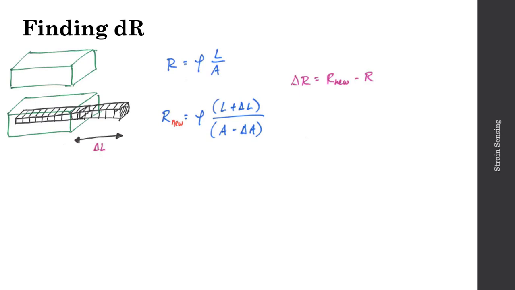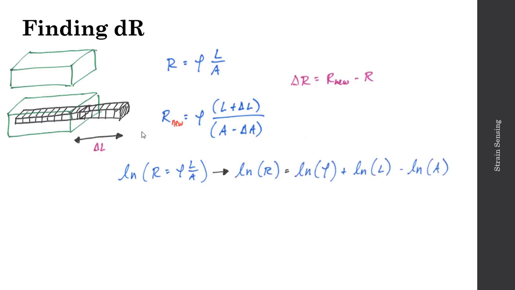Now, if I have a delta R, a change in resistance, I could look at that if I could take the derivative of this equation here, but that's a bit cumbersome. So instead, I'm going to take the logarithmic derivative. In this case then, I'll find that the natural log of R, my resistance, is equal to the natural log of my resistivity plus the natural log of my length minus the natural log of the area.